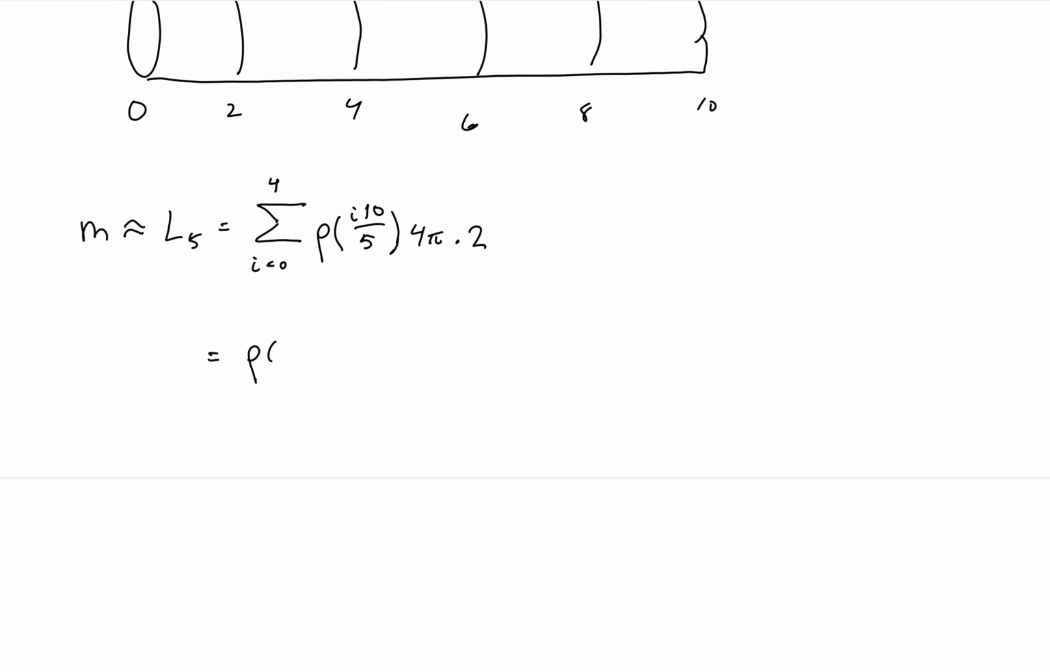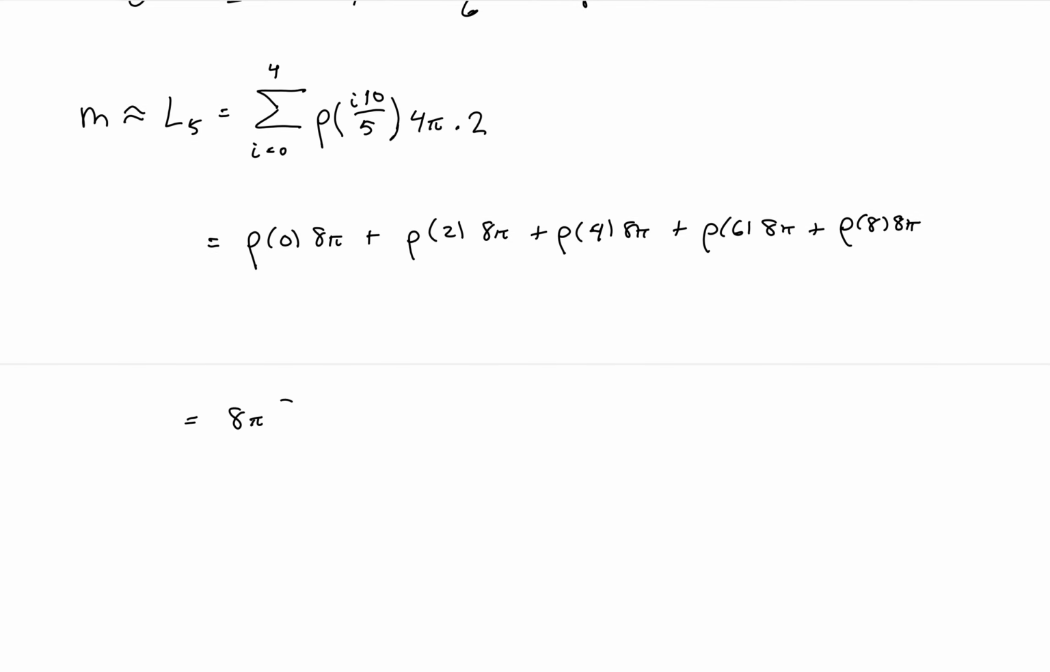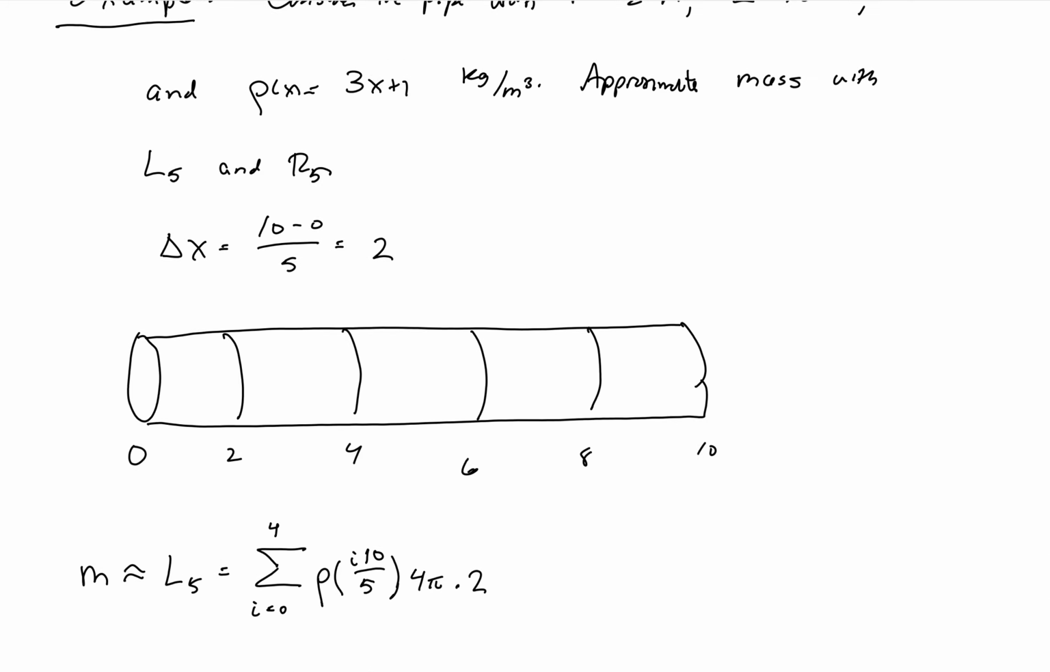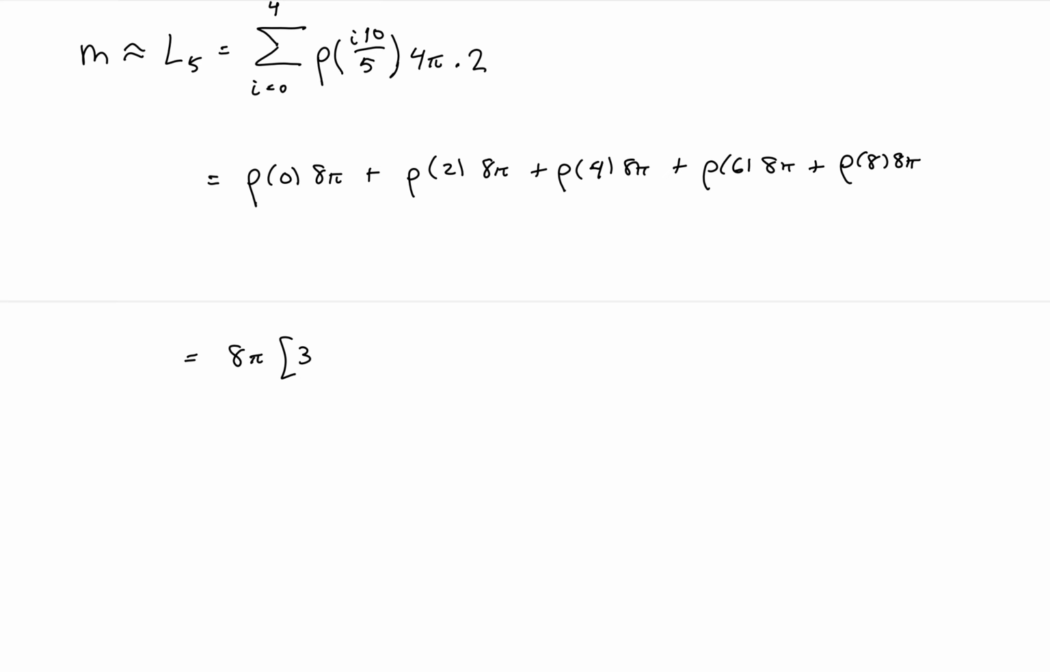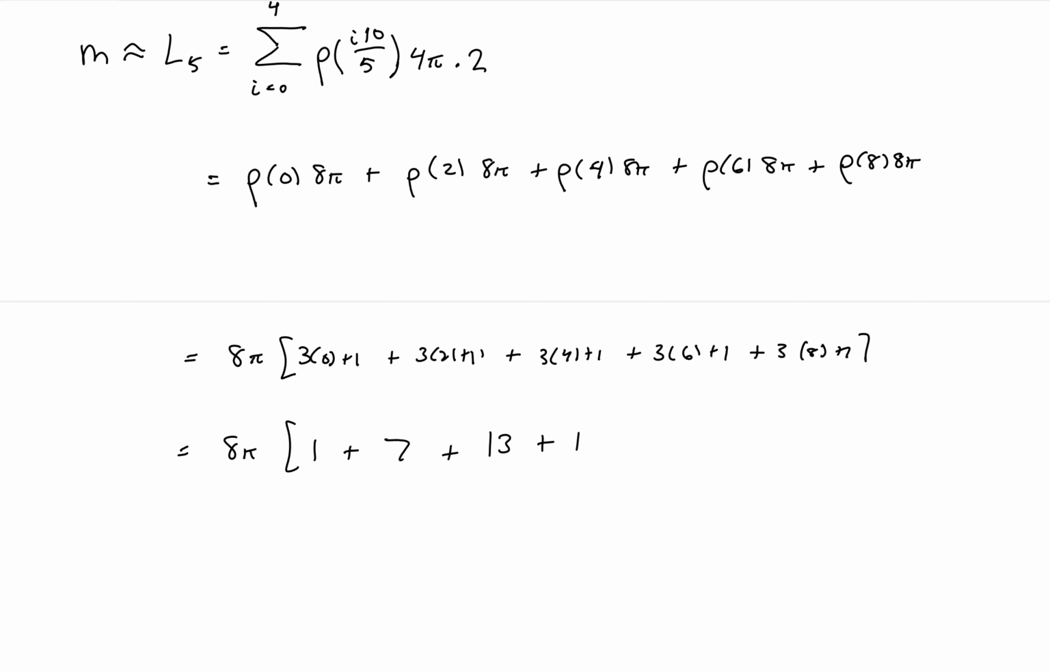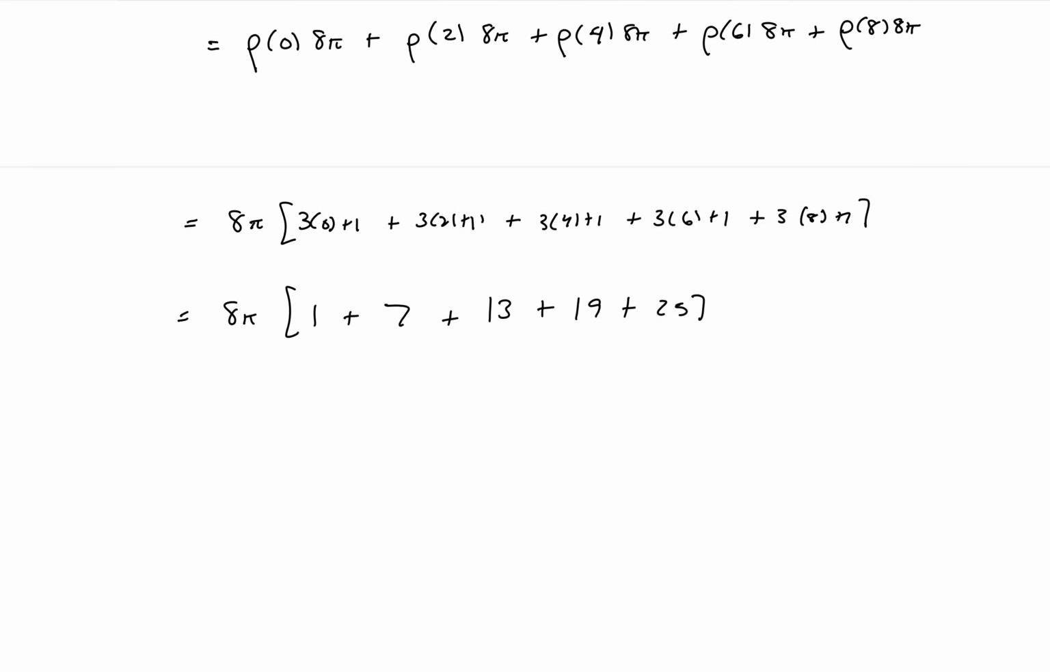So now if we write this out, this is rho of 0 times 8 pi plus rho of 2 times 8 pi plus rho of 4 times 8 pi plus rho of 6 times 8 pi plus rho of 8 times 8 pi. And now we can just fill these in. So 8 pi factors out of this whole thing. And remember, our rho is 3x plus 1. So this is 3 times 0 plus 1 plus 3 times 2 plus 1 plus 3 times 4 plus 1 plus 3 times 6 plus 1 plus 3 times 8 plus 1. So this is 8 pi. And then if we evaluate this, it's 1 plus 7 plus 13 plus 19 plus 25. And this is 520 pi. And then the units here are kilograms.